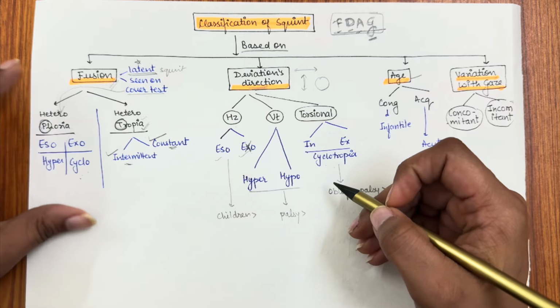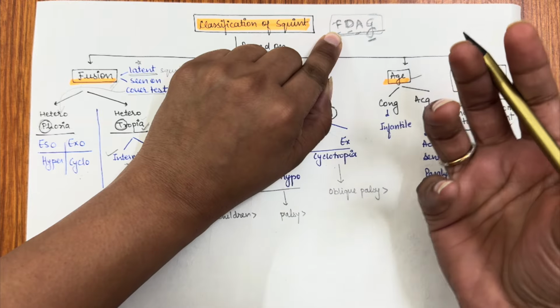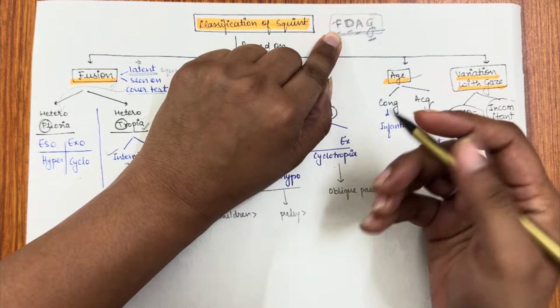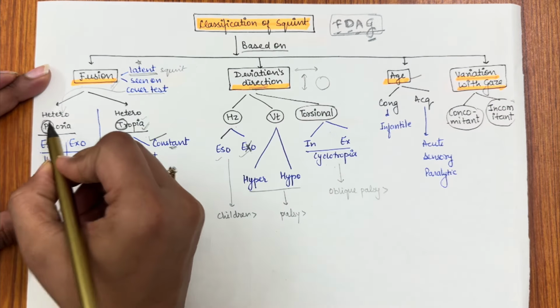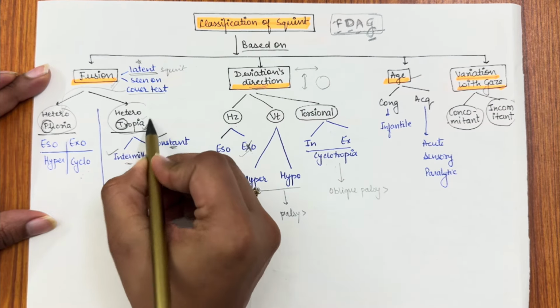Now we further divide it, starting with fusion. If it is controlled by fusion, then it is a latent squint, and we call it phorias. So you divide into heterophoria and heterotropia.